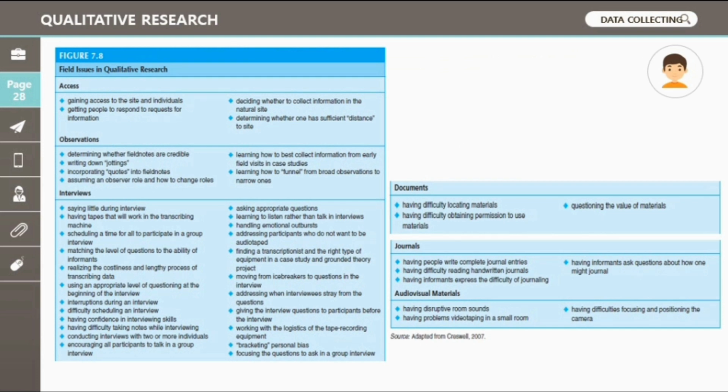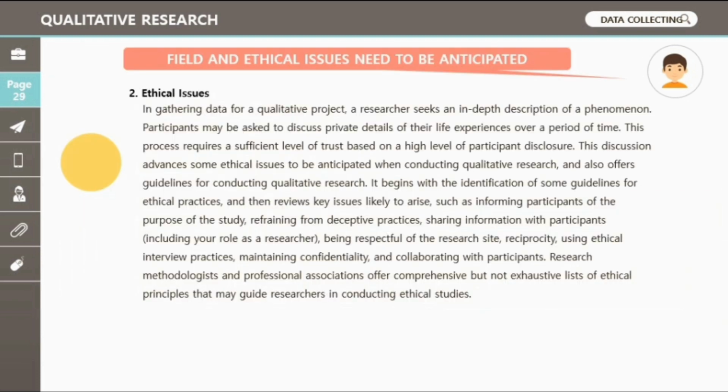This is figure 7.8, Field Issues in Qualitative Research. You can see in this slide the access, observation, interviews, document, and journals, and the last, audiovisual materials, that I have explained before. Okay, for the next is ethical issues.